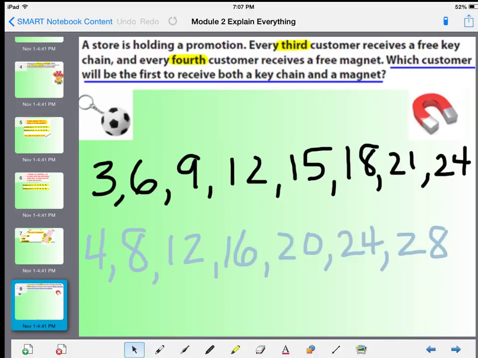So we want to know which customer will be the first to receive both a keychain and a magnet. So let's see if we have the least common multiple here. Well, 3 doesn't match up, 6 does not, 9 does not. Oh, there it is. So the 12th customer will be the first to receive both the keychain and a magnet.